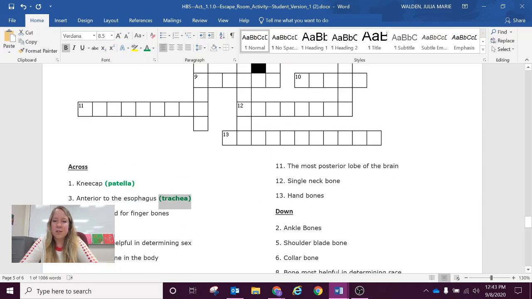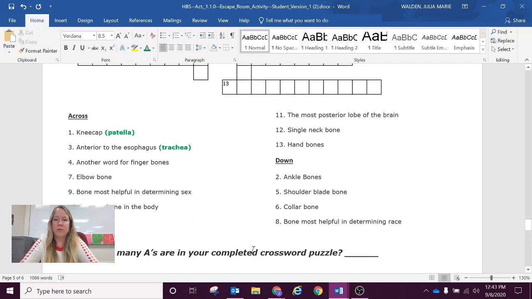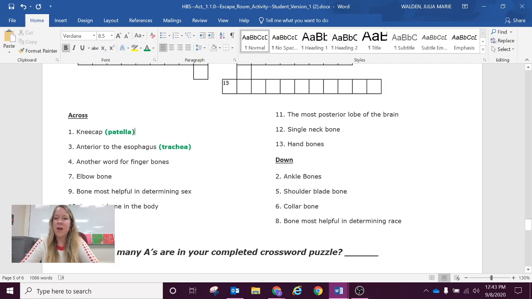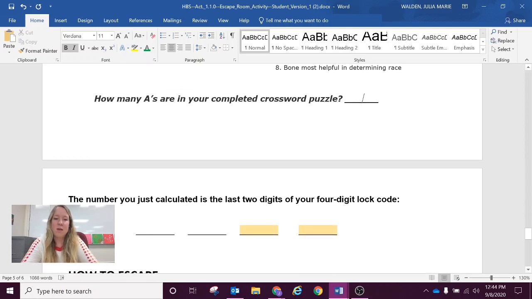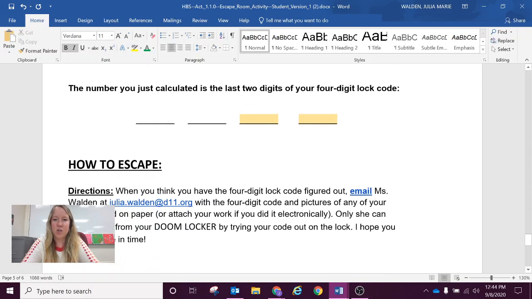Trachea. And you're just going to keep doing this for all of the clues. You can just write them down right next to each other, and then you can count how many A's are in each clue. So patella has 2 A's, trachea also has 2 A's, and so on and so forth. And however many A's you get in the crossword puzzle, you are going to type right here, and then that is going to be the last 2 digits of your 4-digit lock code.